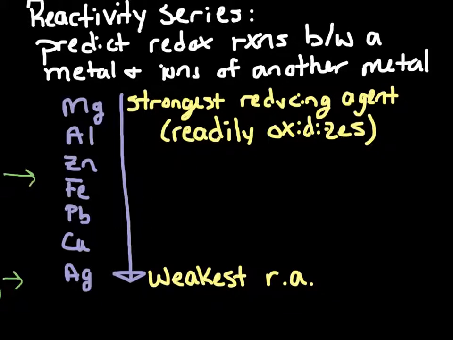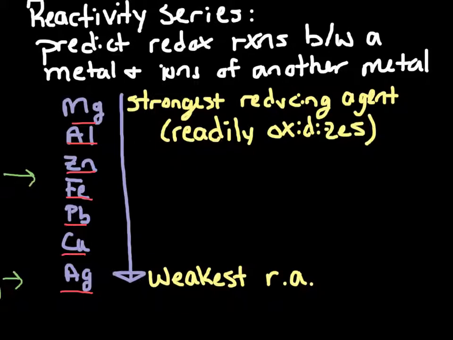In order to know if this is going to occur, you have to understand who's the stronger reducing agent, and therefore who becomes readily oxidized. Here's a series. We go from magnesium to aluminum to zinc to iron to lead to copper to silver. I apologize, there's no good way to understand why it's in this order without understanding the standard electrode potentials, which is what we will be getting into in 19.1. So at this point, this is pure memorization.